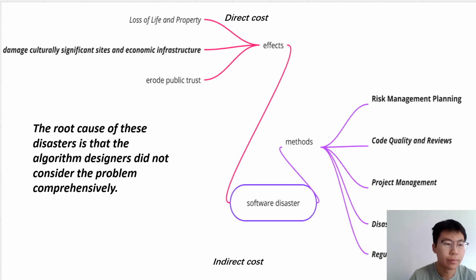Disaster may damage culturally significant sites and economic infrastructure. This is the direct cost. And technical failure can erode public trust in managing authorities. Technical issues in disaster management can lead to a heavy property loss.